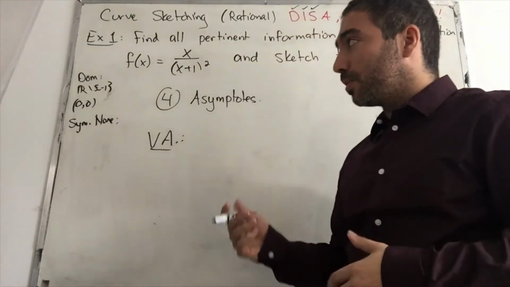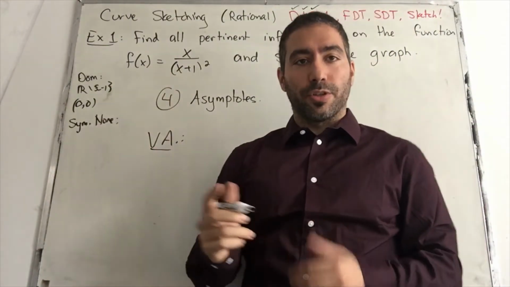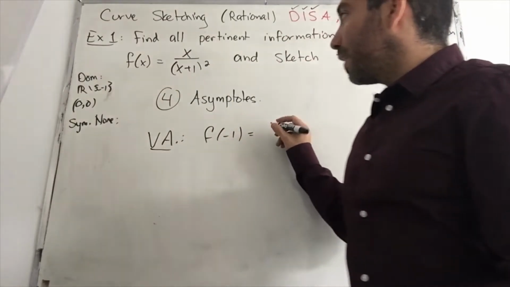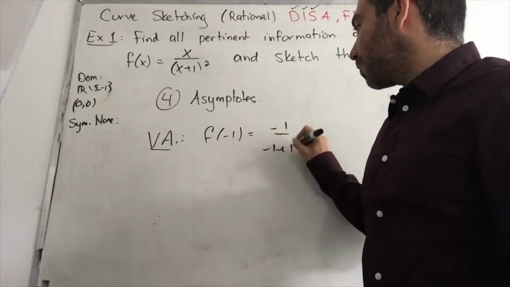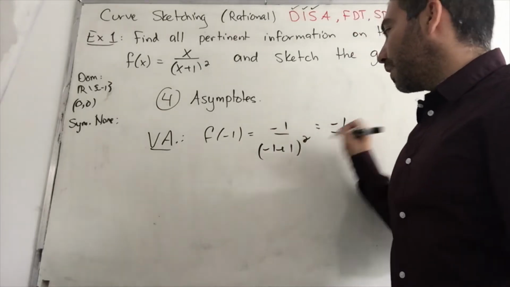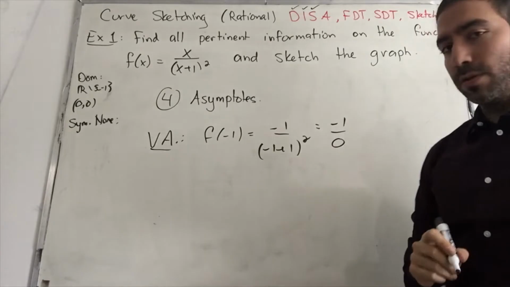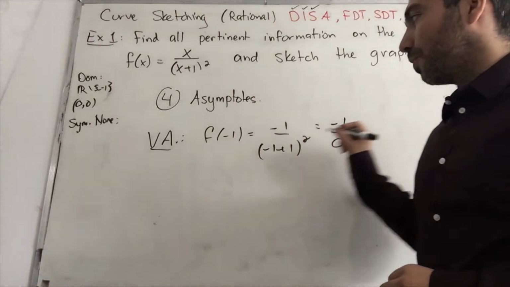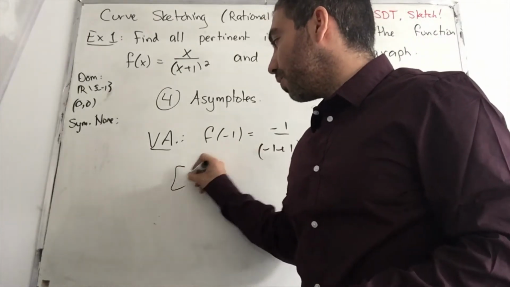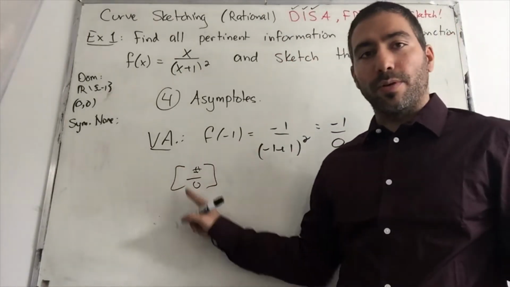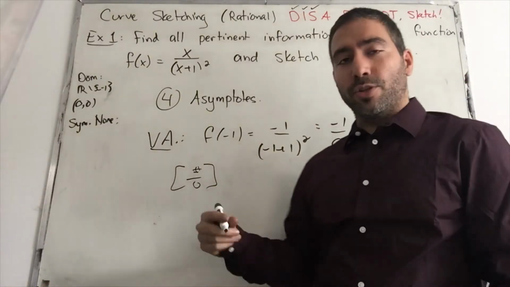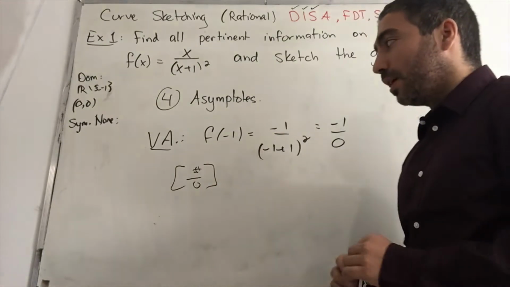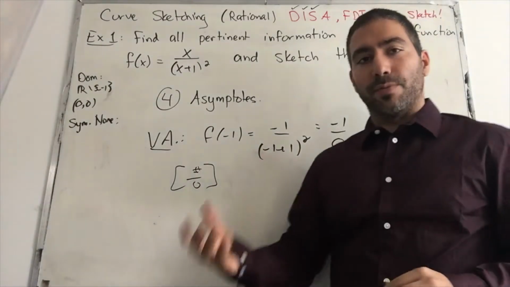One way of doing this is substituting the value directly into the function. So if you substitute -1 into the function, what do we get? We get -1 over -1 plus 1, all that squared. This gives us -1 on the top and 0 squared on the bottom, which is 0. Since we have -1 divided by 0, we have a vertical asymptote, because I told you that whenever you have a number over 0, this corresponds to a vertical asymptote. Whereas if you would have got the indeterminate form 0 over 0, then that's not a vertical asymptote, that's just a hole in the graph. So in this case here, we have a vertical asymptote.